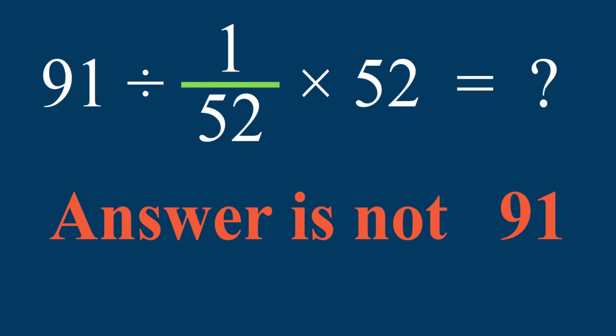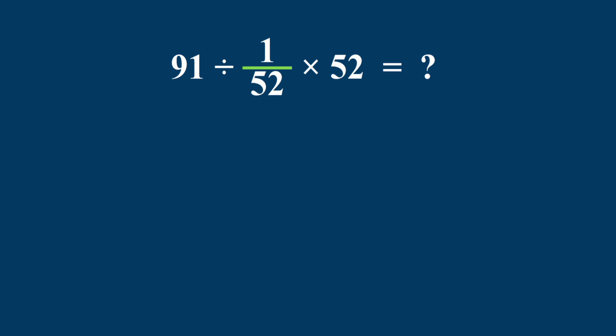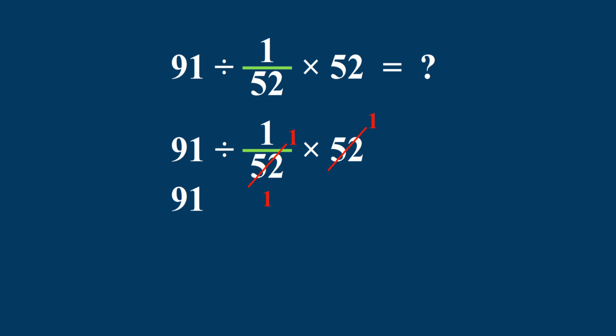In this video, we want to find the value of this expression: 91 divided by 1 over 52, then times 52. Let's go and start solving the problem. We have 52 divided by 52, which equals 1. So here we have just 1, and 91 divided by 1 equals 91.